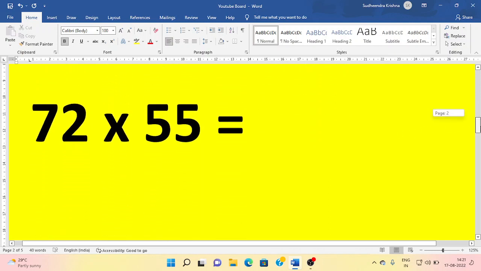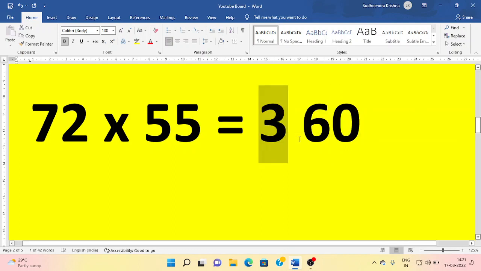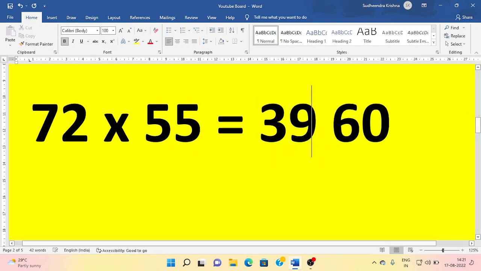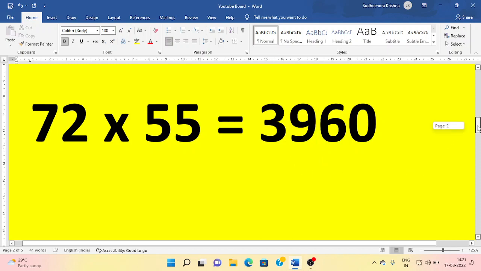Now let us take another example. 72 into 55. Find half of 72. Half of 72 is 36. I'll write 36 as 3 space 6, and on the right side you put a 0. Now you add these 3 and 6. 3 plus 6 is 9. Put that 9 in between 3 and 6. So this is the required answer. So 72 into 55 is equal to 3960. It's as simple as this.